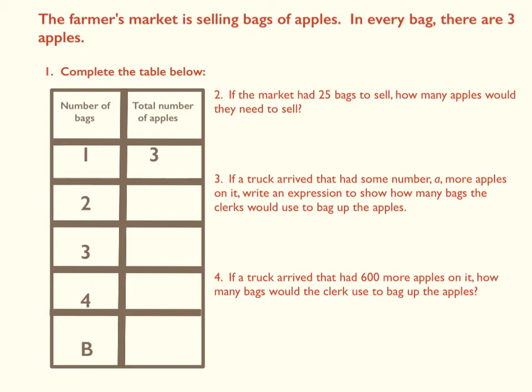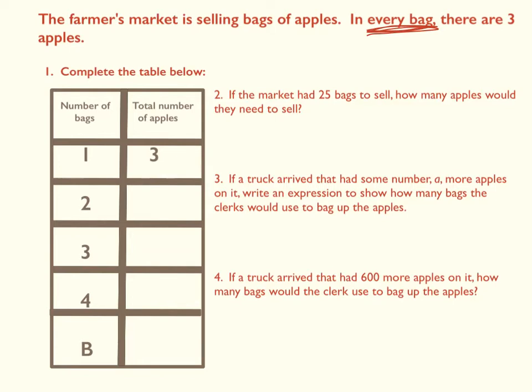For this task, we're now looking at multiplication and division expressions. So the first example says the farmer's market is selling bags of apples. In every bag, there's your key word that tells you this is a multiplication. There are 3 apples. So the first thing we need to do is complete the table below. So they already started it for you.